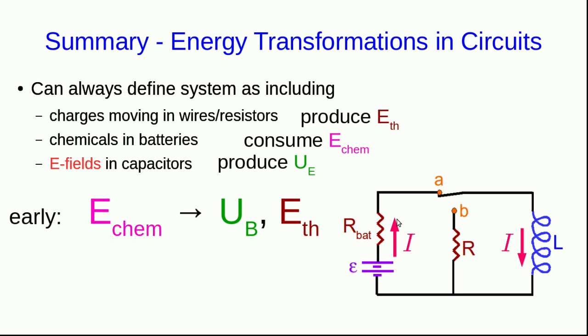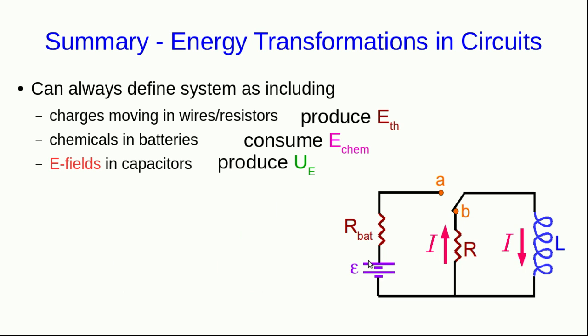Eventually the current will be as big as it's ever going to get, and from that point on, there is no more change in the potential energy in the inductor, and all that's happening is that chemical energy is being converted into thermal energy. Now if we flick the switch over to B, though, all of the energy that was stored as potential energy in the inductor has to eventually get dissipated to thermal energy in the resistor.